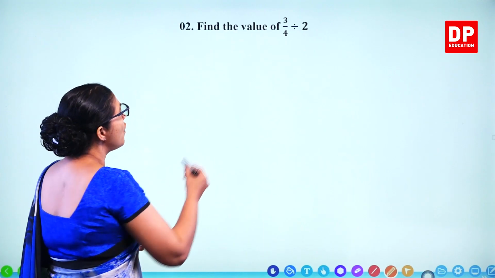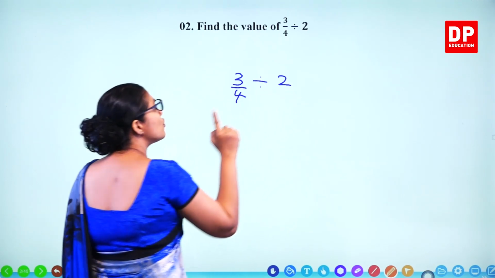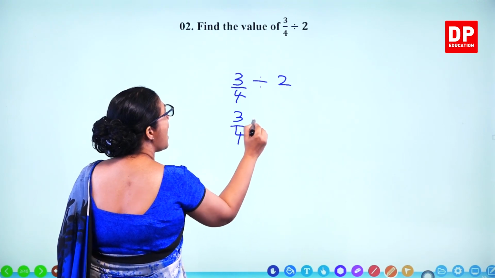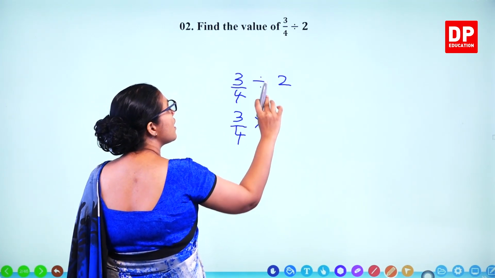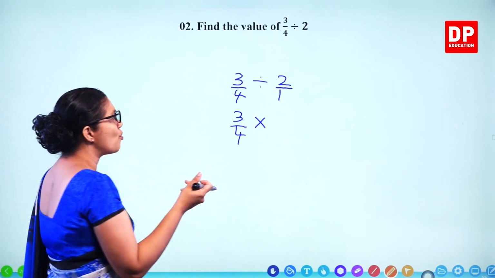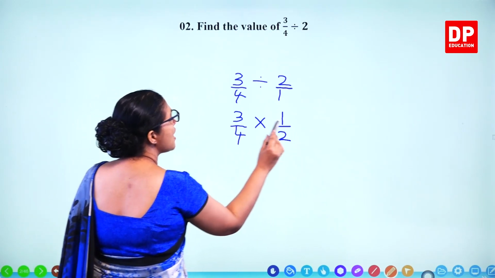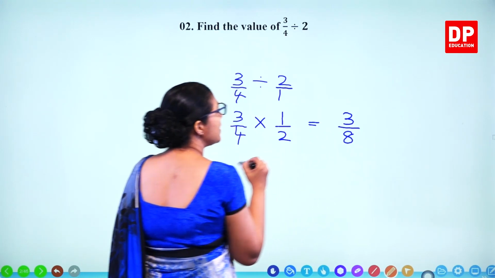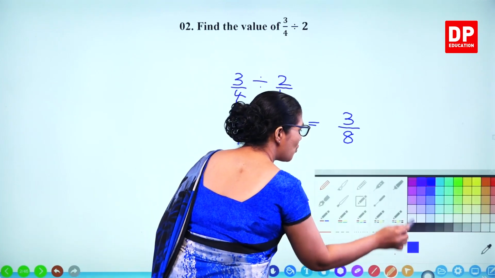Find the value of 3 over 4 divided by 2. So for division, you write the first fraction as it is and the second one you take the reciprocal. This is like 2 over 1. What is the reciprocal of 2 over 1? That's 1 over 2. Now 3 times 1 is 3, 4 times 2 is 8. So 3 over 8. You get 2 marks.